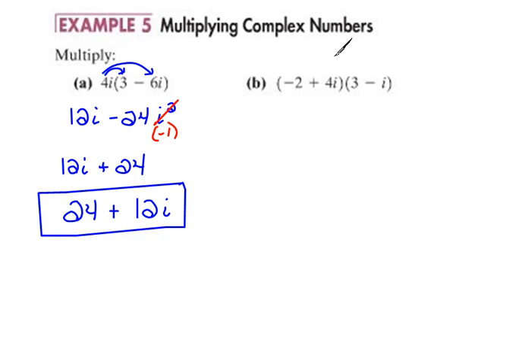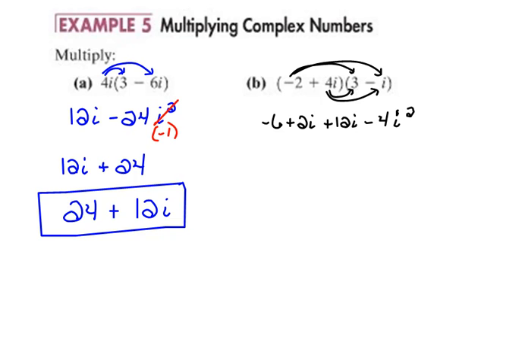Let's try another one. Here again we have multiplying binomials, so we know how to do this. We're going to distribute the negative 2 first. So times 3 would be negative 6. Negative 2 times negative i would be plus 2i. Then we have to distribute our 4i. So 4i times 3 would be plus 12i. And 4i times negative i would be negative 4i squared.